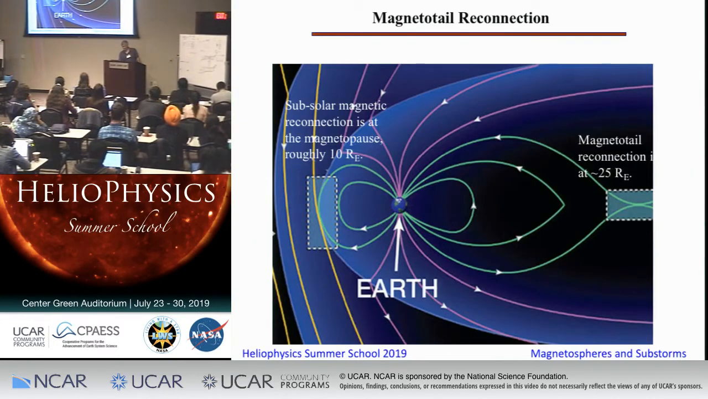And we also talked about the Dungey cycle to no end now. You understand that if there is reconnection occurring in the subsolar region or on the magnetopause, these field lines are going to start building up in the tail. So this is going to cause a buildup of field lines in the tail eventually. So to balance it, for every field line you reconnect here, you have to reconnect it in the tail. Okay?